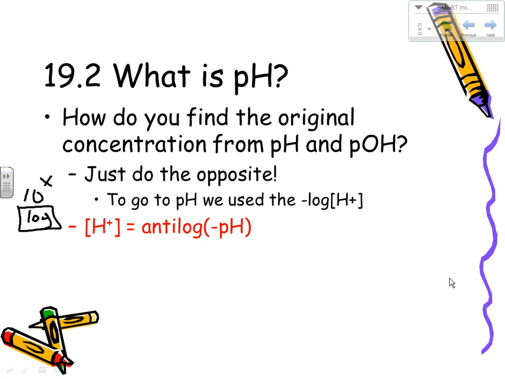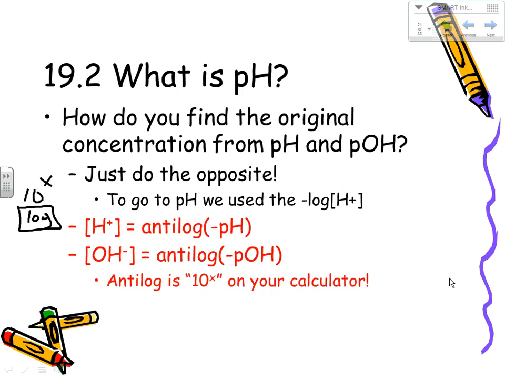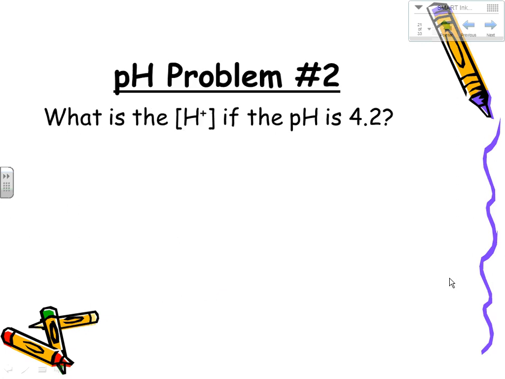For those of you who have the simpler non-graphing style calculator, you're going to take your pH, make it negative, and then hit anti-log. And if you have pOH to get OH-, you do the same thing. Make it negative and take the anti-log of it. And remember, anti-log is the 10 to the x key on your calculator. It should be above the log function.